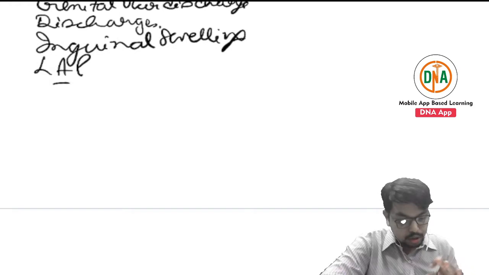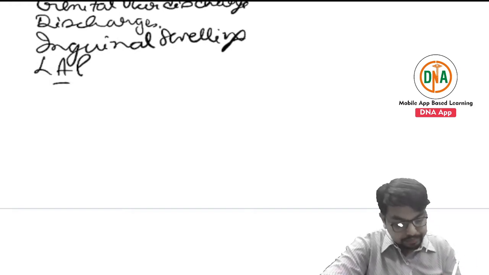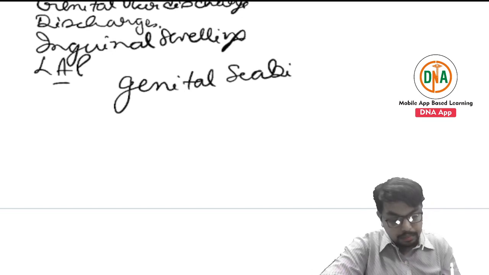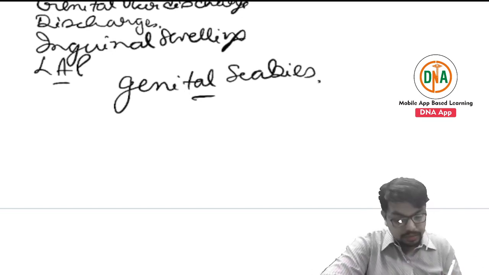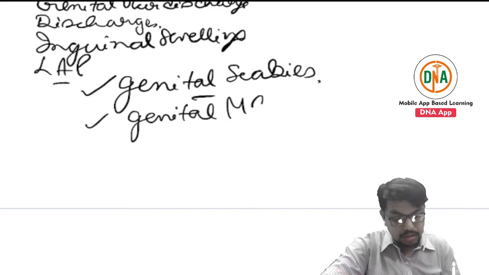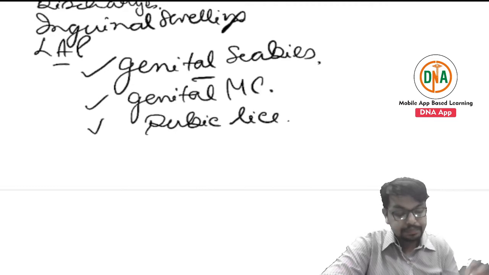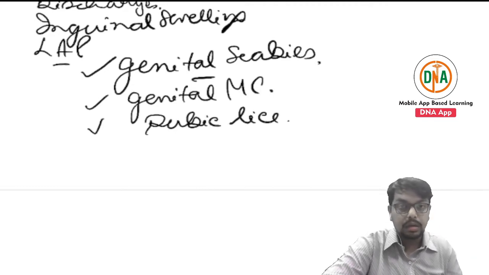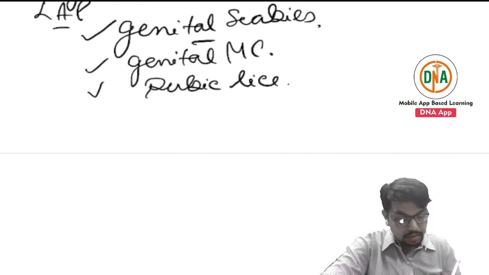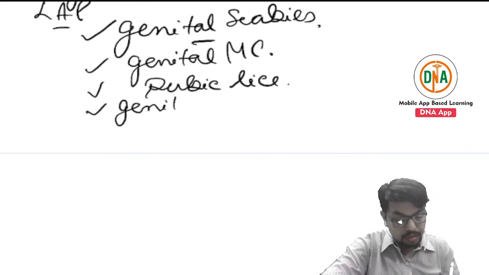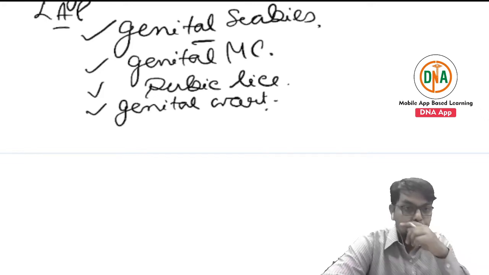So these non-syndromic diseases include the genital scabies, which has been discussed in the parasitic disease portion. There is genital molluscum contagiosum. Okay, this is also a sexually transmitted infection. The pubic lice infestation, that is also included under STI, and also the genital wart. Okay, we will discuss something about genital wart here, then we will move on to the syndromic diseases proper.